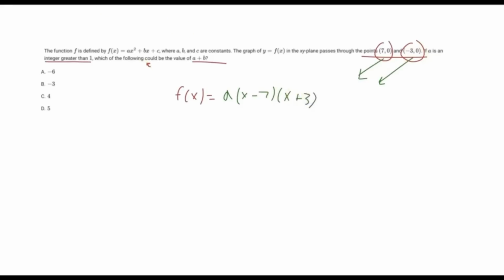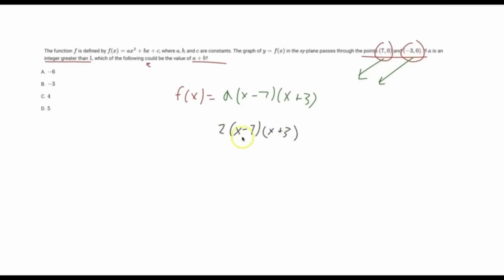Right, that's interesting. But now to actually expand this out and actually get a value for b, what you might realize here is that we need to actually have a value for a, right? So it says a is an integer greater than 1. Well, what's an integer that's right above 1? Well, 2. So let's just have a value of 2 for a. So then we have 2 times x minus 7, and then x plus 3.